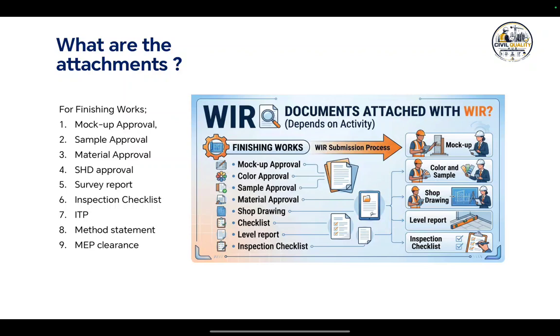What I have mentioned here is for finishing works. So let us go one by one: mock-up approval, sample approval, material approval, shop drawing approval, survey reports, inspection checklist, ITP, method statements, and MEP clearance if required, and even the WIR for the previous activity, which is approved. So these are the main attachments used for WIR submission.